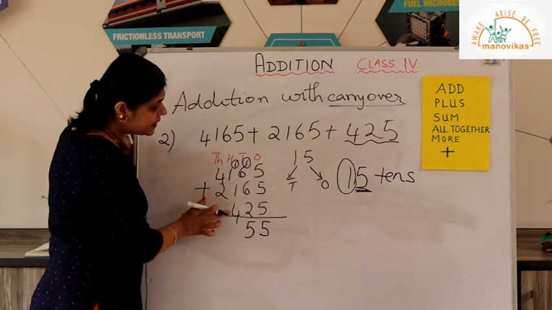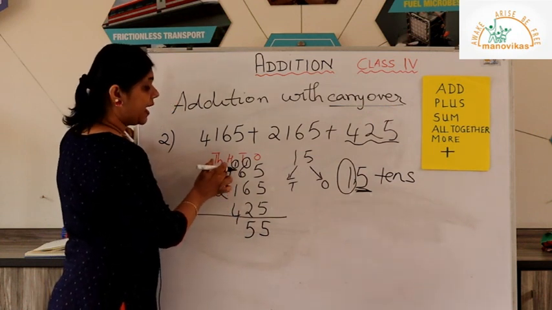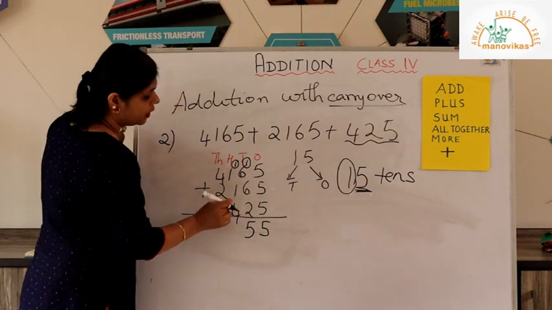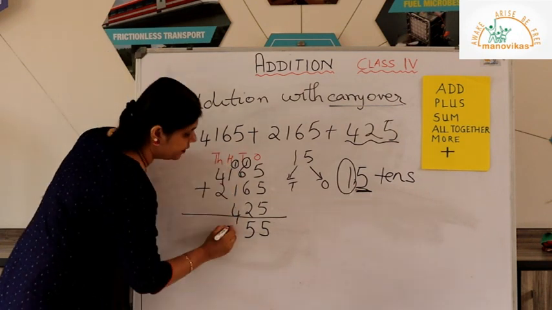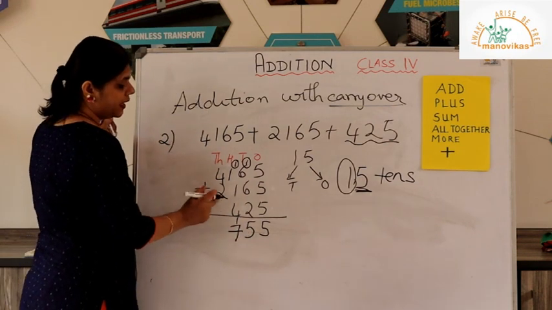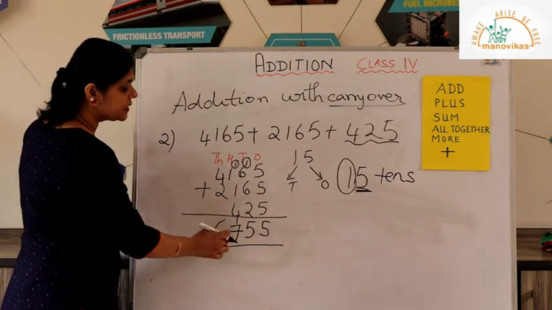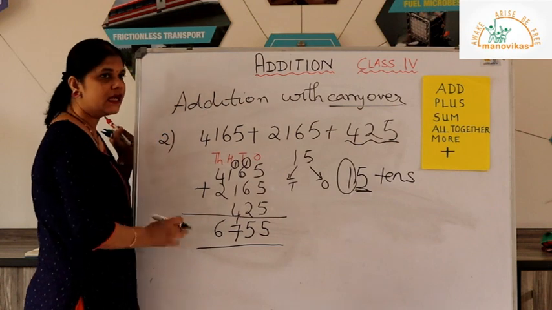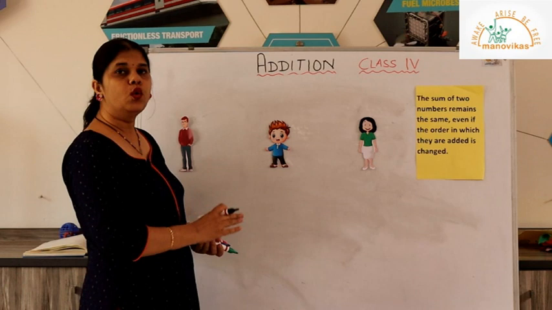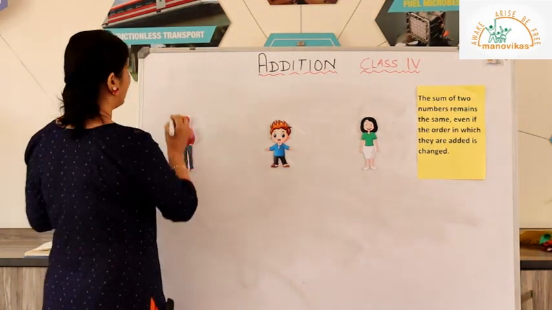Okay. Now, add these numbers again. 4 plus 1, 5 plus 1, 6. And one more 1 here you have which we have carried over, that is 7. 4, 5, 6, 7. Now 4 plus 2 is how much? 5, 6. So this answer will be 6, 7, 5, 5. What is the answer? 6, 7, 5, 5. Now that you know how to add the given numbers, we will see some properties of addition.